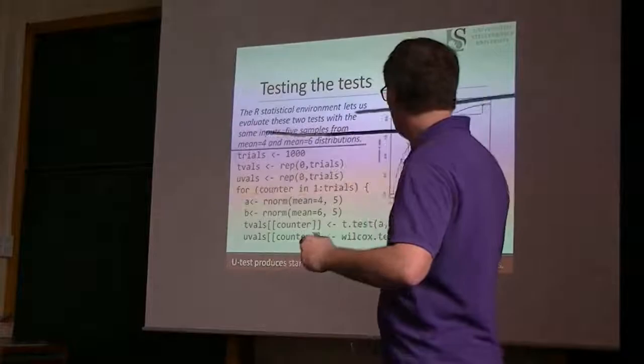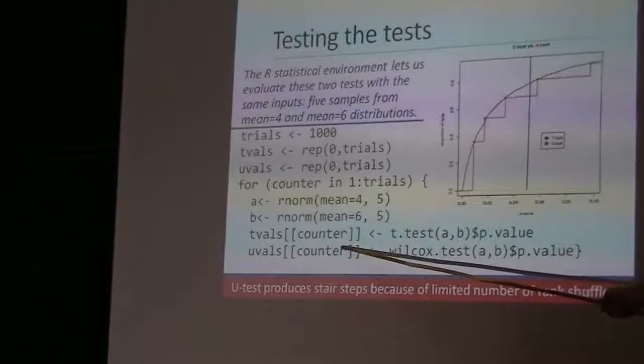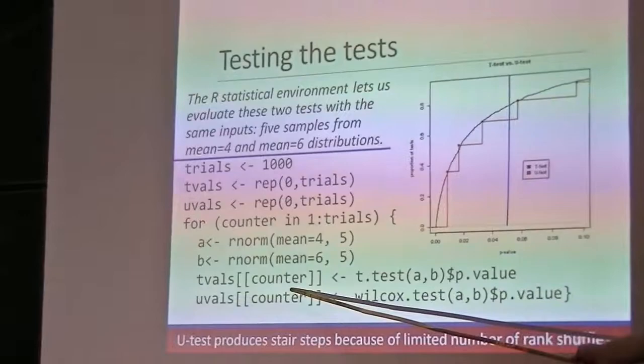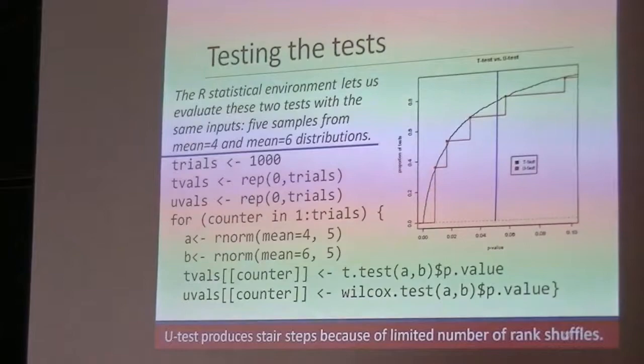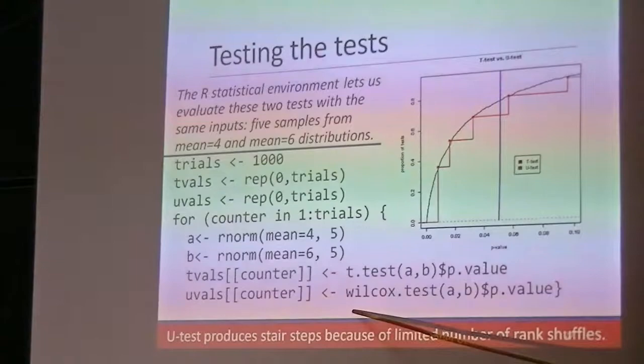All right. So for this, I'm creating an array called t-vals that represents the p-values derived from Student's t-test. U-vals is going to receive the Wilcoxon test instead. This is the Mann-Whitney Wilcoxon u-test. It goes by lots of names. So what we're going to ask is, how do these distributions of p-values differ from each other across 1,000 trials?